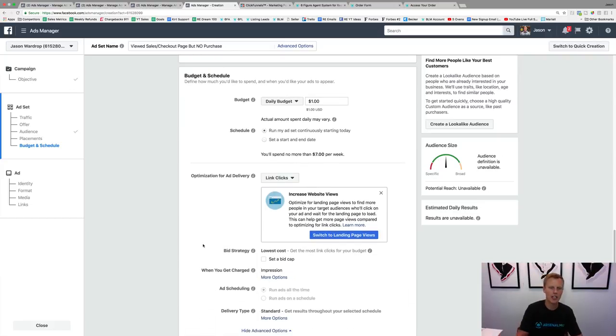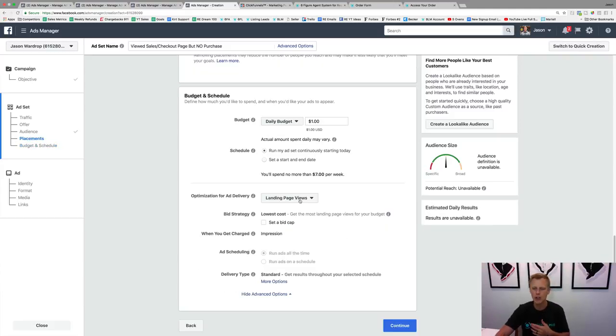And then you can go through, as I mentioned earlier, as far as the optimization for ad delivery, the link clicks, that means that they clicked on the Facebook ad, but it doesn't necessarily mean that the landing page loaded. Okay, so it says increase website views, switch to landing page views. This is probably what I would recommend, and this is what I typically do, is I do the landing page views, because that means that they're only tracking people that clicked on your ad and the page actually loaded.